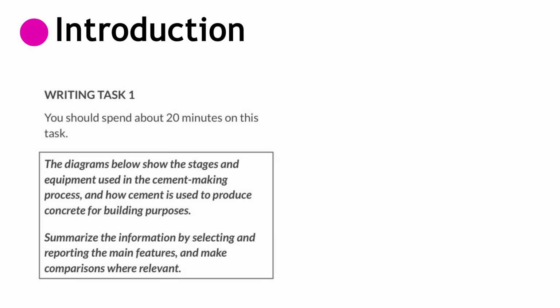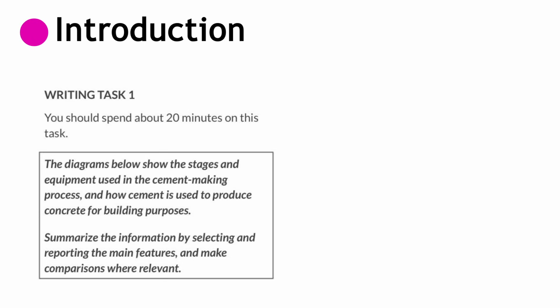All right, we start by writing our introduction, or intro, which is restatement or paraphrasing of the question itself. It's pretty easy. What we do is use some synonym words or change the word order. In writing our introduction paragraph, we read the question very carefully, all right? The diagrams below show, so we can change the word show, right? The stages and equipment used in the cement making process and how cement is used to produce concrete for building purposes.